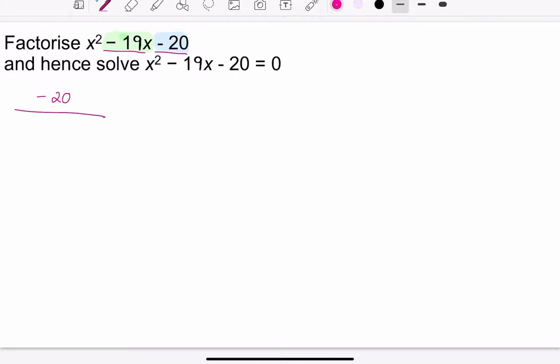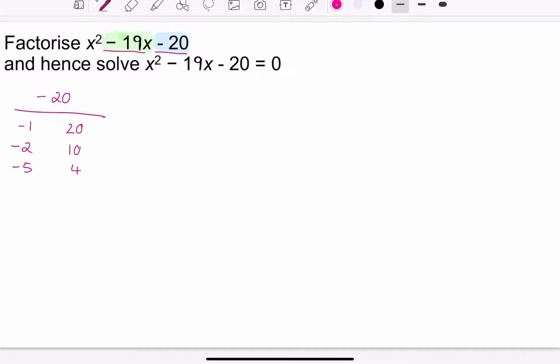So when I list the factors of minus 20, well, I know 1 and 20 would give me 20, but I need a negative. It's a negative 1. You've also got 2 and 10. Make one of them negative. You've also got 5 and 4. Make one of them negative. They are not the only combinations.